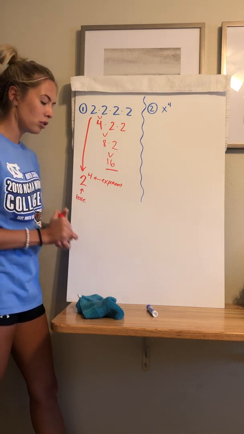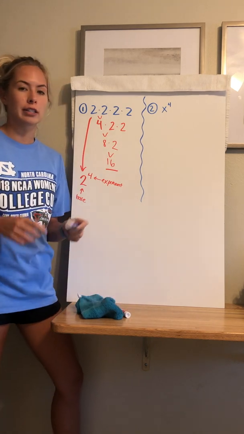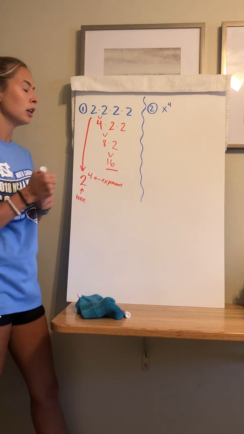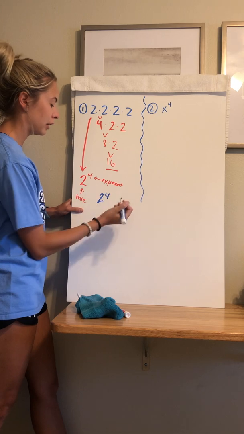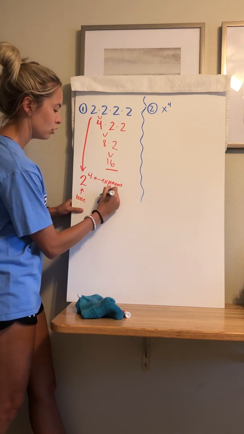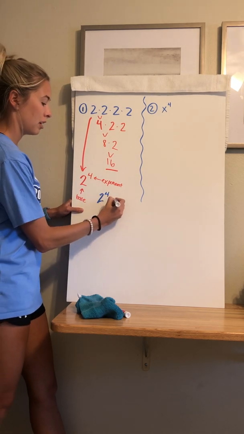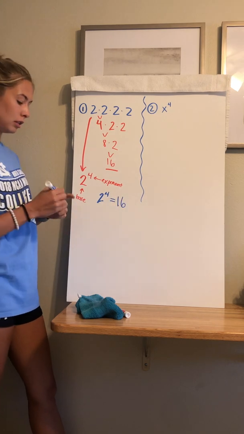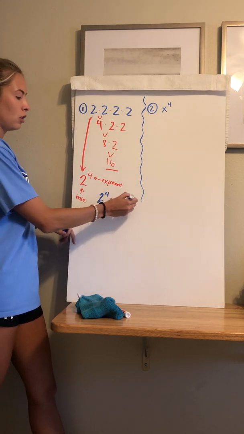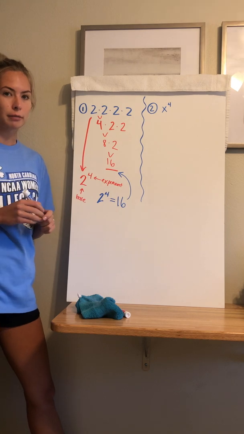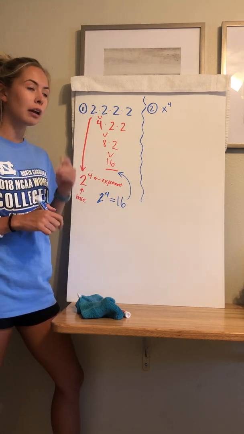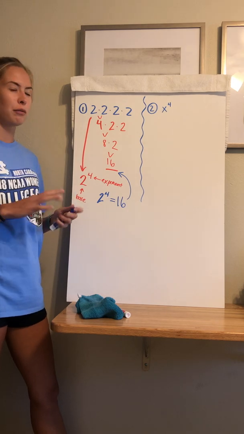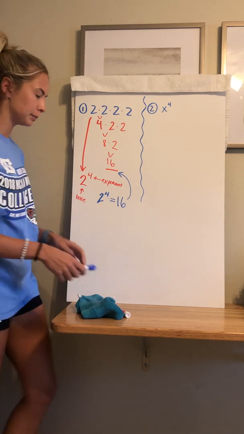And it also becomes easier when you're using a calculator. Instead of typing in all of those 2's, you can just simply type into your calculator 2 to the 4th, and if you do that, it'll give you an answer of 16, which matches our answer up here. So that is kind of why we use exponents. It's a way of simplifying rather than writing out a bunch of numbers or variables.